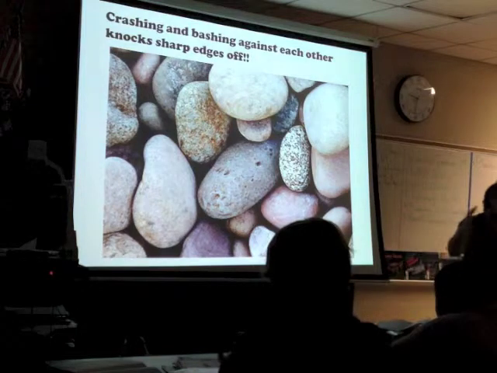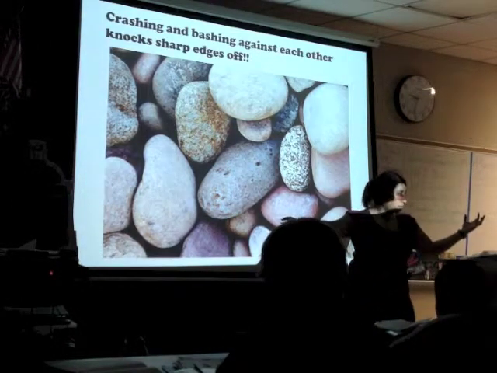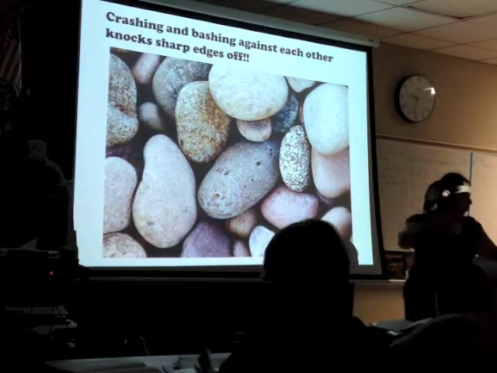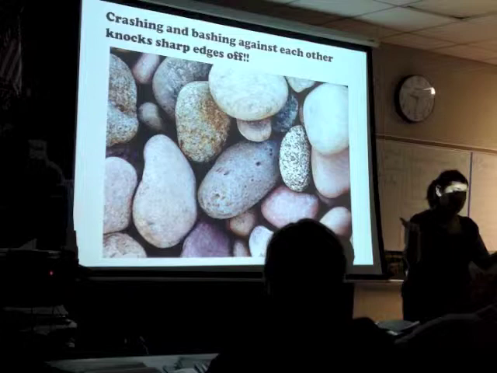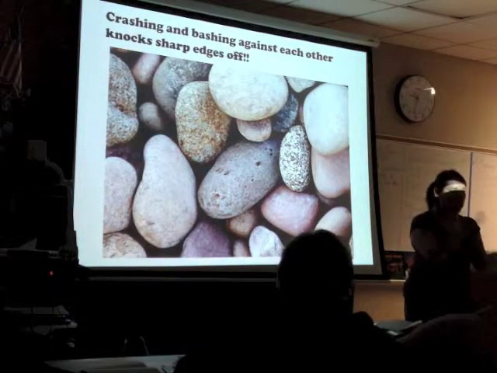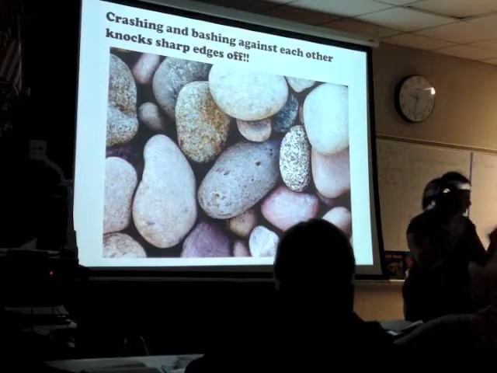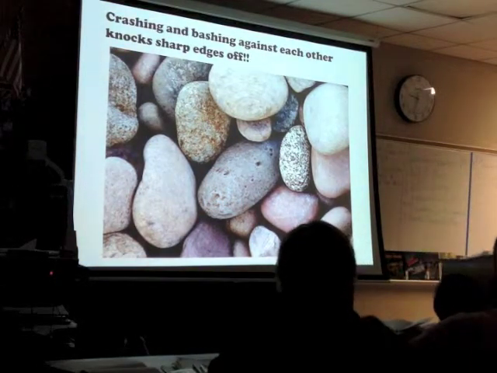Okay? So if I take this big piece of rock and I break it, I have two pieces. But if I take those rocks and over time I keep hitting them over and over again, they're going to smooth out, right? So it took time for that to occur.